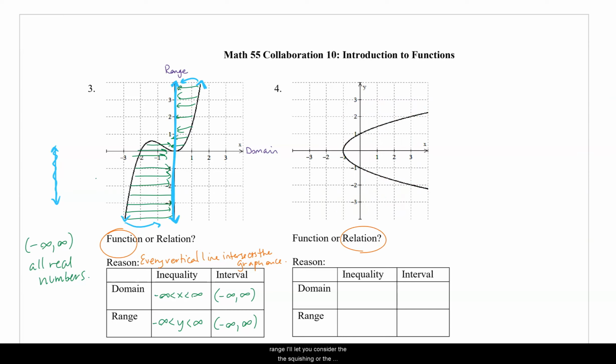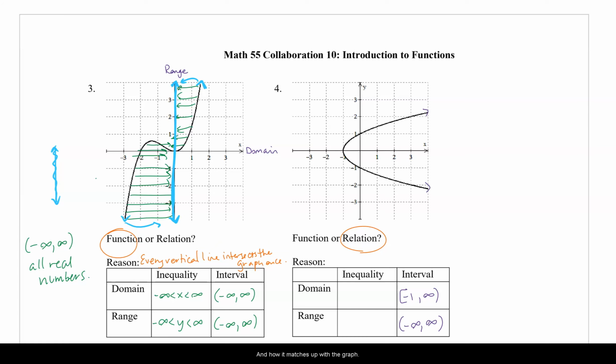Domain and range. I'll let you consider the squishing or the smashing onto the axes. See if you can come up with the same domain and the range that I will. Domain is -1 to infinity, and the range is -infinity to +infinity. Again, see if you can make sense of the domain and the range for number 4 and how it matches up with the graph.